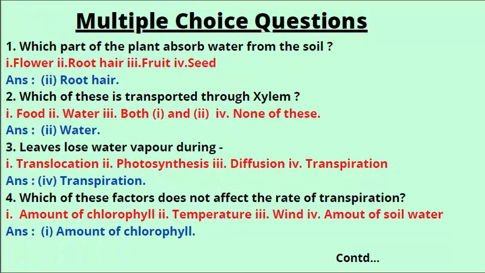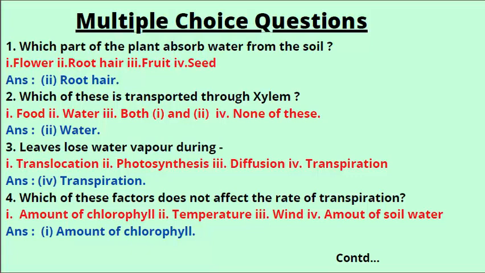Multiple choice questions. Number 1, which part of the plant absorbs water from the soil? Options are number 1, flower. Number 2, root hair. Number 3, fruit. Number 4, seed. Answer is root hair. Root hairs are the unicellular structures present in the root which help in the absorption of water from the soil.